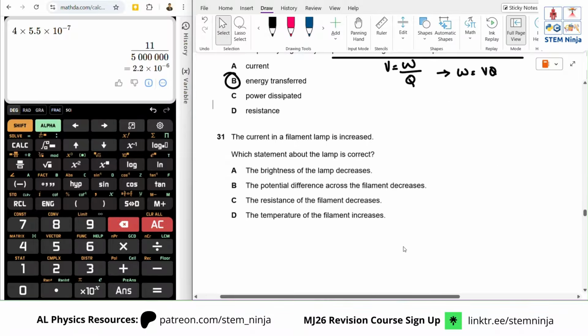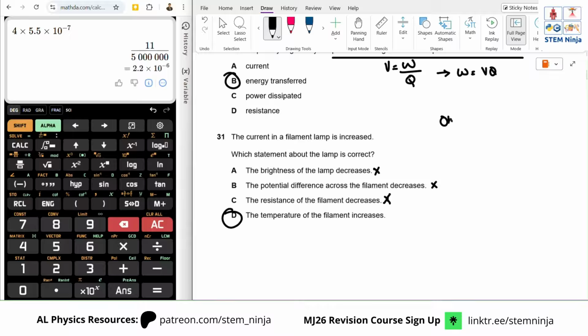The current in the filament lamp is increased. Which statement about the lamp is correct? Brightness of the lamp decreases. Wait, no. The current is increased, so brightness would increase. Potential difference across the filament decreases. No. The resistance of the filament decreases. Also no, because the resistance will increase because the temperature increases.